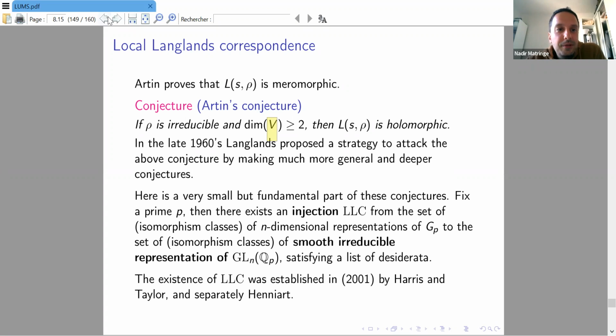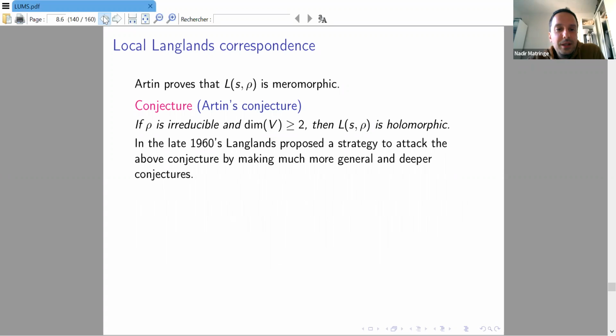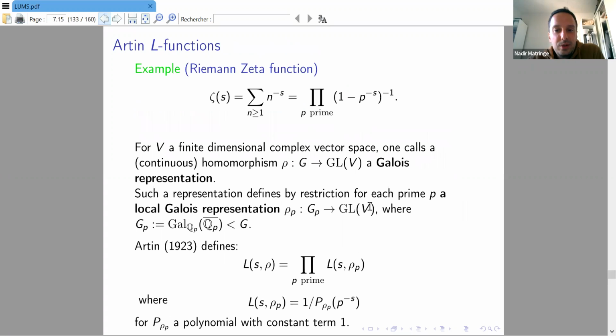But in the definition of Artin L functions, you see here, rho is a representation of G, the absolute Galois group of Q. But it could be the absolute Galois group of any number field, and you still have the same Artin conjecture. So you can replace the field; this is the absolute Galois group of Q, but it could be the absolute Galois group of any number field. And I recall to you that a number field is a finite extension.